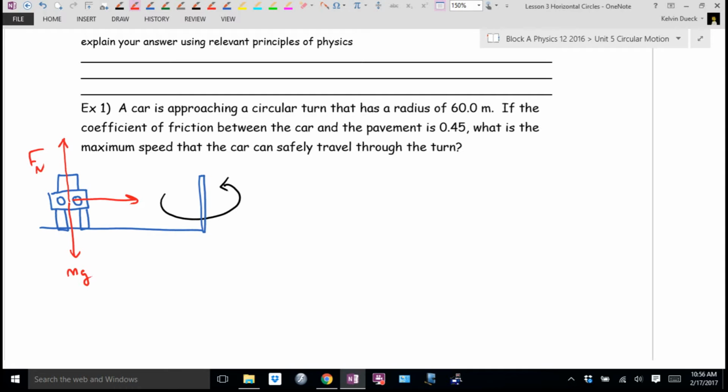Here's the question. What force pushes a car around a circle? And you would have hopefully experienced that with all the snow that we've been having the last couple of weeks.